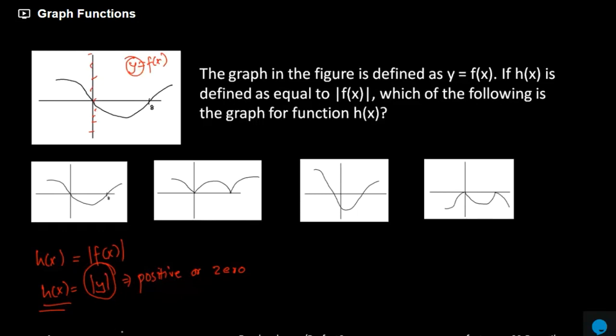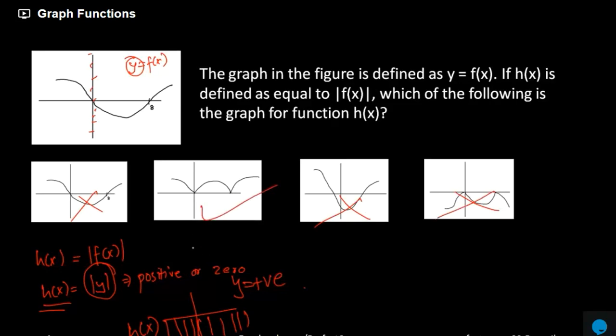That means the graph of h of x will never be in this zone. That means the value of y will always remain positive. Over here, the value of y is positive, negative. Over here, the value of y is negative. And over here, the whole of y is negative. This is the only graph where the value of y is not negative, right?